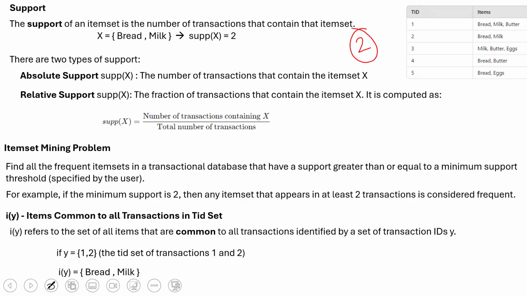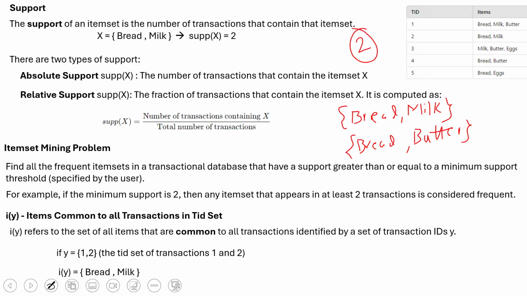So what is the support of bread and milk here? Bread and milk has support greater than or equal to 2, so that would be one of the combinations that I would like to find out. Bread and butter also happens twice, so that is also my interest. What about milk and butter? Milk and butter also happen twice, so that is also my interest. Butter and eggs is also my interest because it also happened twice.